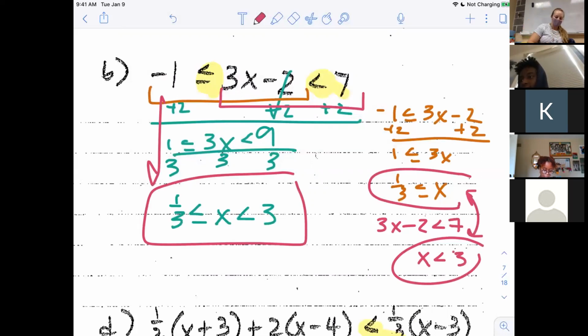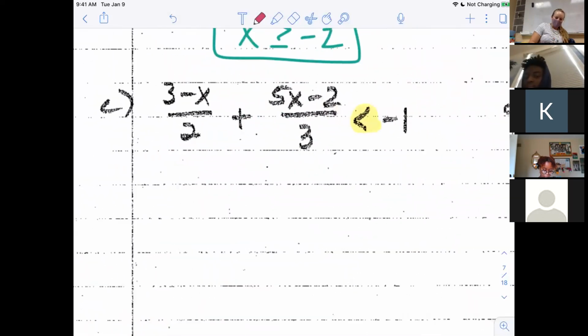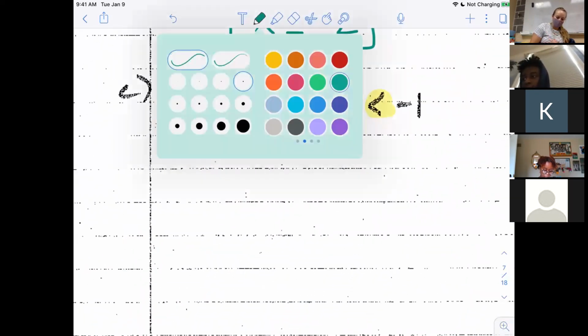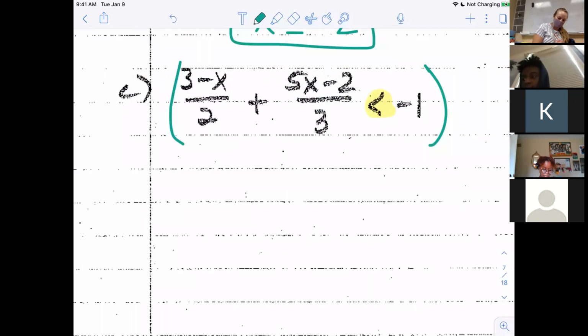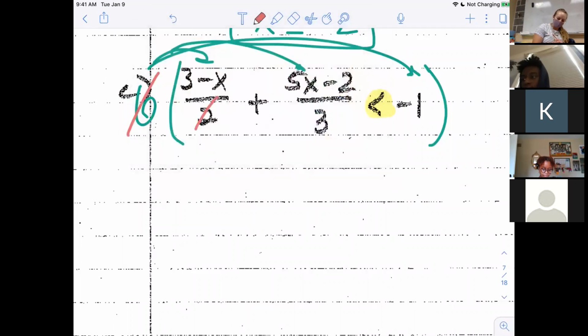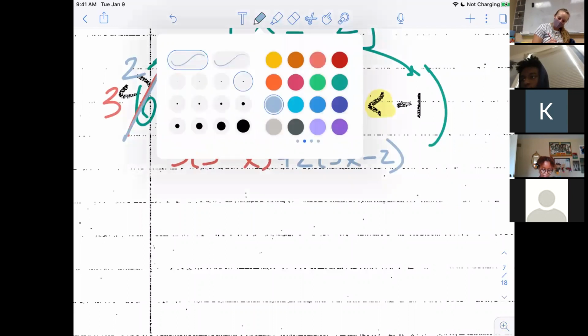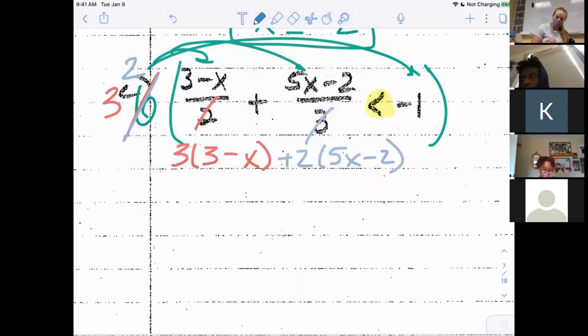All right, C. I don't like fractions, so I'm going to get rid of them. I'm going to multiply by 6 to everything. I've got a common factor of 2 here, which leaves me with a 3. So I've got 3 times (3 minus x). I've got a common factor of 3 here, so I'm left with a 2. So 2 times (5x minus 2).